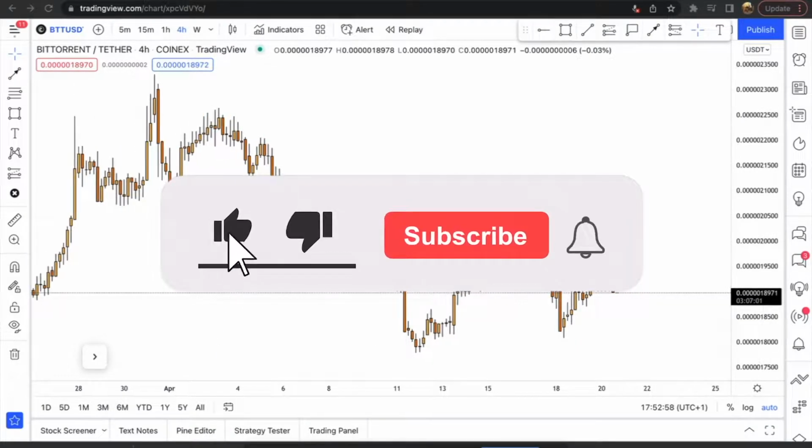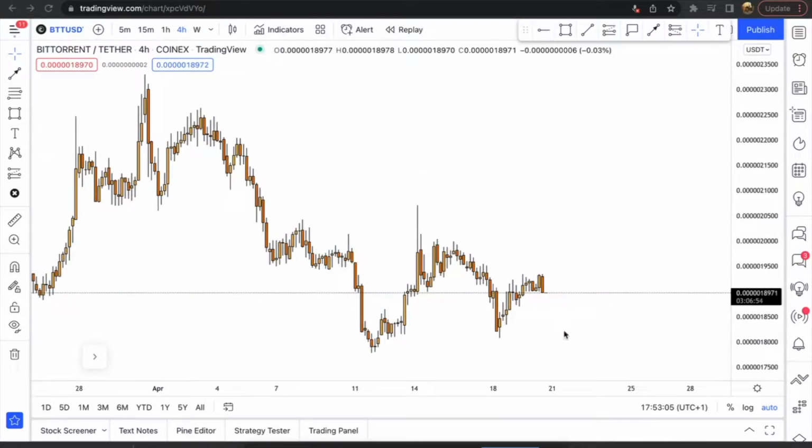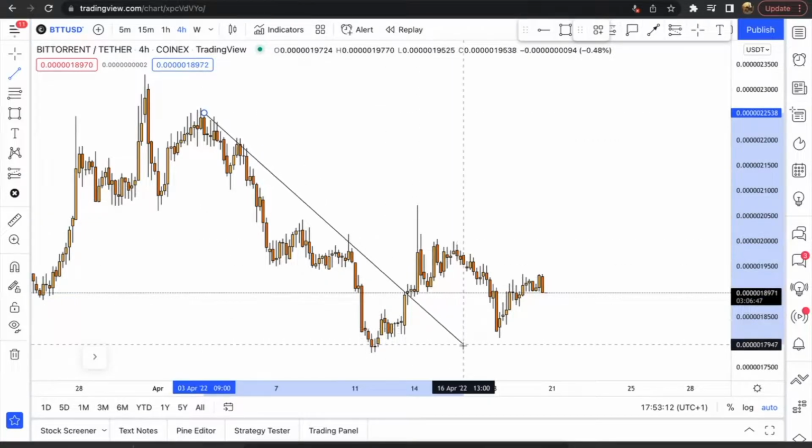So I'm just going to do some analysis for you on BTT USD, BitTorrent. What I'm looking at here is I'm just going to focus on this bit of market structure that we've got here. To me, this is a downtrend, of course. So I'm just going to put our little trend line in just so we can see it visually.